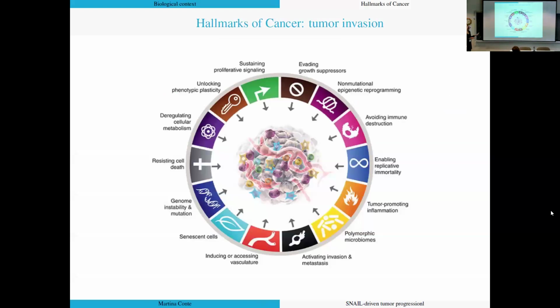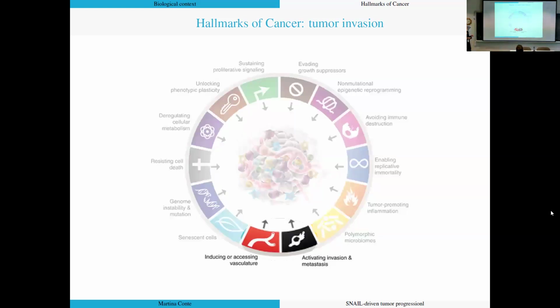We have already seen this picture quite a lot in these days. I'm not going to go into details, and Thomas already nicely explained all of the hallmarks. But the ones I'm more interested in, for this talk and in most of my projects, are these two here at the bottom. Of course, as the title says, tumor invasion on one side, but as we said, all the hallmarks are connected. In particular, angiogenesis is strongly connected with tumor invasion.